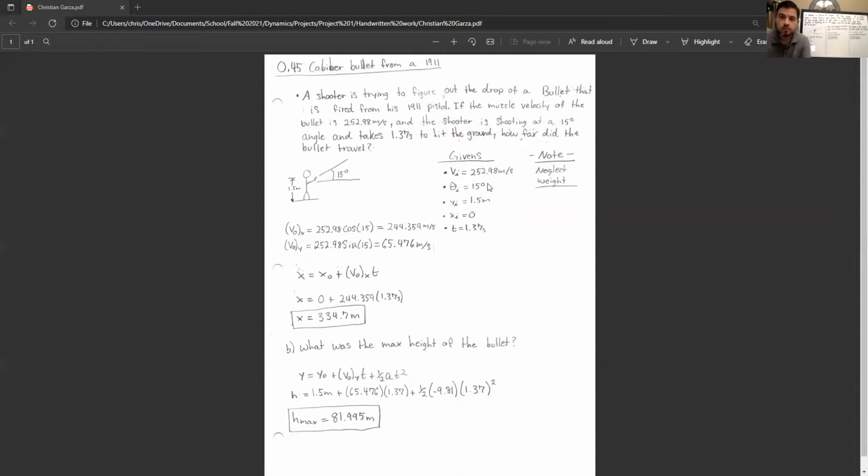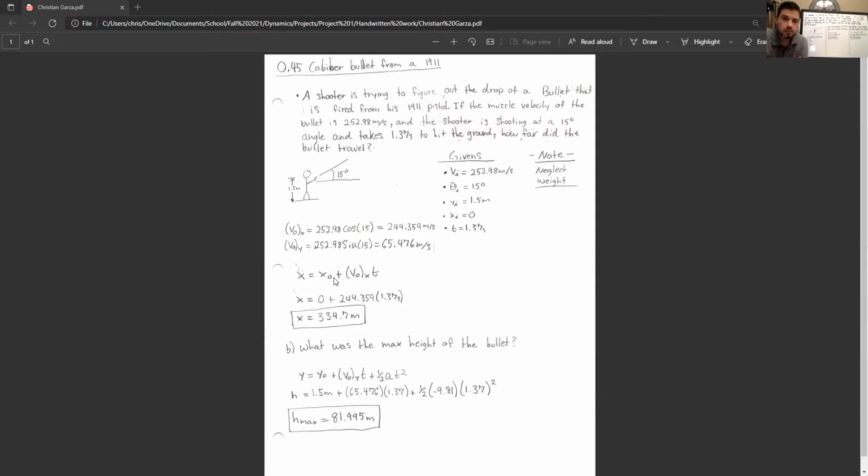So we know the initial velocity is 252 or almost 253 meters per second. The initial angle is 15 degrees, and the shooter is shooting at a 1.5 meter distance from the ground. The X initial, we're just going to say that his position right now is 0, since that's the position that he's shooting from. And the time is, again, 1.37 seconds. So again, we start with trying to figure out the components of velocity, so the X component and the Y component.